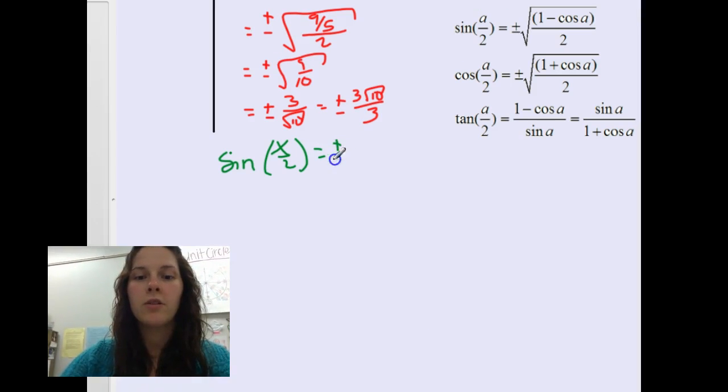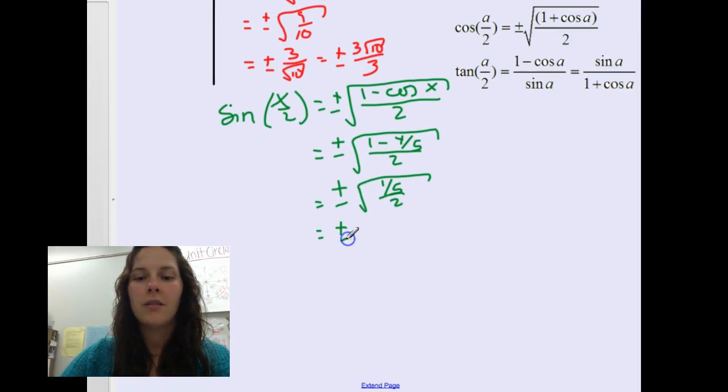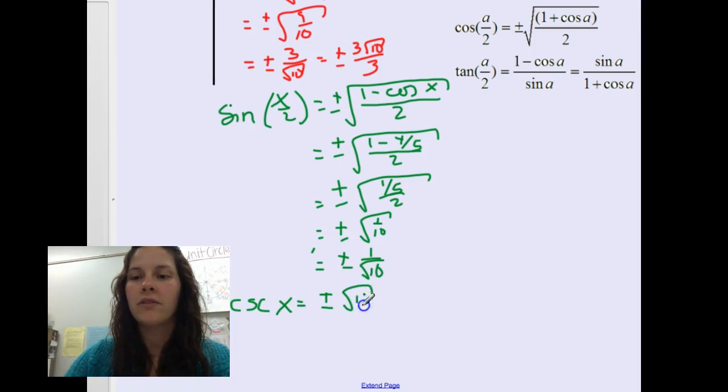So for sine, we have plus or minus the square root of 1 minus cosine x all over 2. So again, substituting that cosine value, this time we have 1 minus 4/5 all over 2. And of course, 5 over 5 minus 4 over 5 gives us 1/5. That 2 again is going to go in the denominator, making this the square root of 1/10. Square root of 1 is 1 over the square root of 10. Because we want to flip this to find our cosecant, I'm going to leave it unrationalized. So when I flip it, I get the square root of 10.